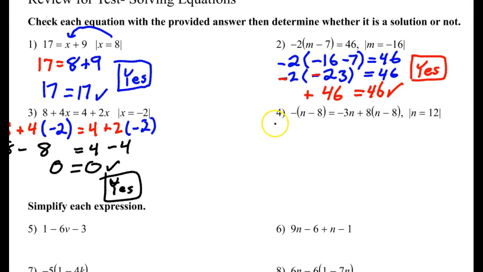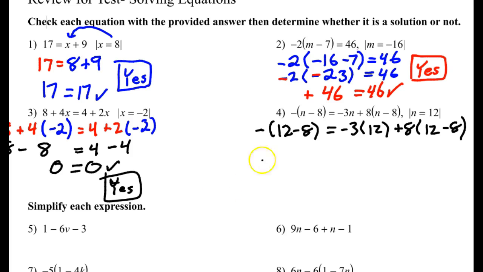Now, even though this is a little bit longer, you can still do it. -3 times 12 plus 8 times 12 minus 8. All numbers. Technically, you could just put the left side in the calculator and get the answer, and then put the entire right-hand side in the calculator and get that answer and see if it's the same number. But just for showing your work, let's write it all out. See what it would look like if you did show everything for your check.